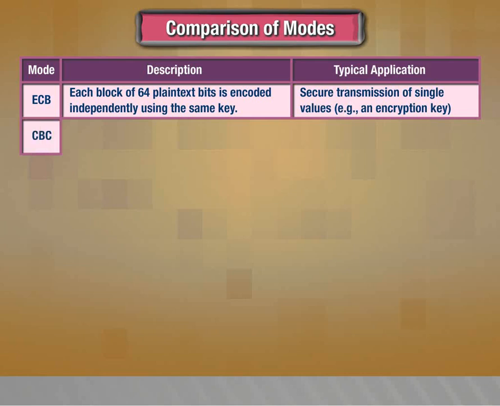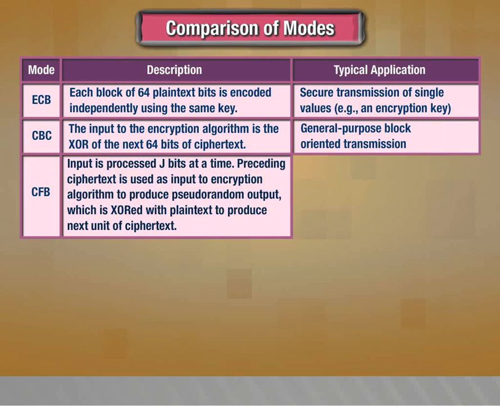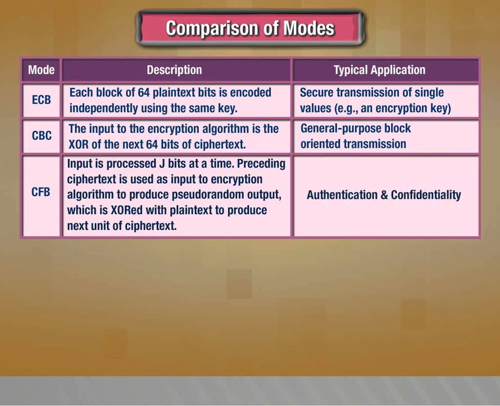CBC: the input to the encryption algorithm is the XOR of the next 64 bits of plaintext and the preceding 64 bits of ciphertext. Typical application: general purpose block-oriented transmission. CFB: input is processed j bits at a time. Preceding ciphertext is used as input to the encryption algorithm to produce pseudo-random output, which is XORed with plaintext to produce the next unit of ciphertext. Typical application: authentication and confidentiality.